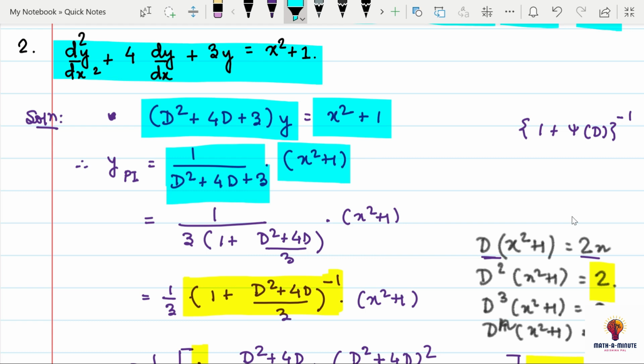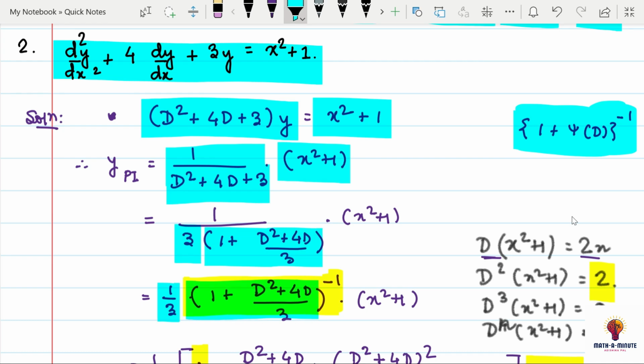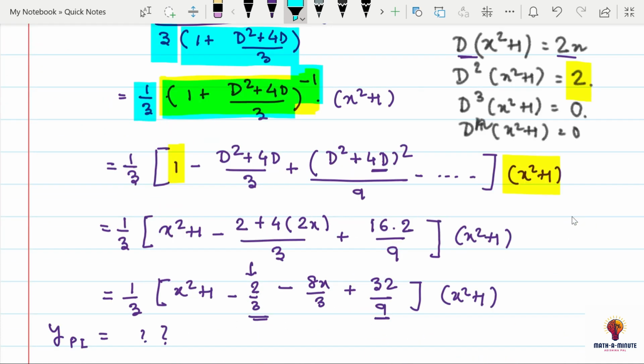Okay, and write this D square plus 4D plus 3 in the form of 3 in brackets 1 plus (D square plus 4D)/3, because we have to express this D operator function in this form for a polynomial. So that's why we take 3 common here. So ultimately it will be 1/3 times (1 plus (D square plus 4D)/3) whole to the power minus 1.